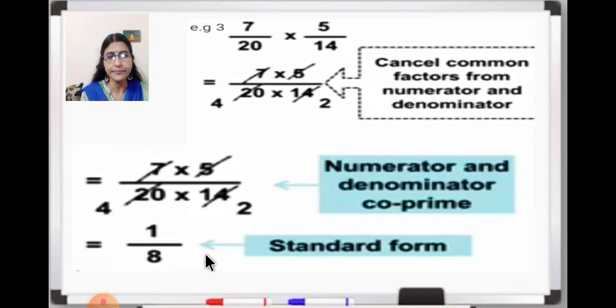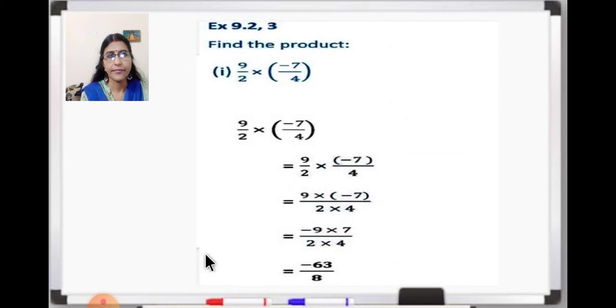Now let us start exercise 9.2, question number 3. I hope you all have followed. So we are going to solve these rational numbers. We have to find the product. So the first question you can see in your textbook: 9 upon 2 multiplied by minus 7 upon 4. So this is the question.